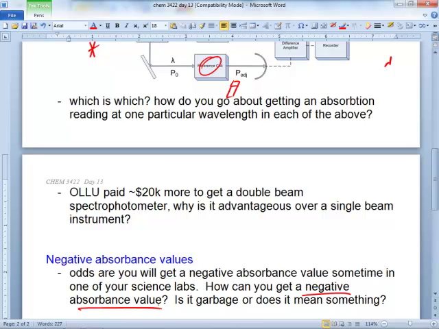So things are backwards if what's bigger than what? If P is bigger than P naught. But it's easier to think of it as P naught being too small. You screwed up. That's what it means. Your background is absorbing too much. It's attenuating. It's not a true background. Okay? And it happens a lot.